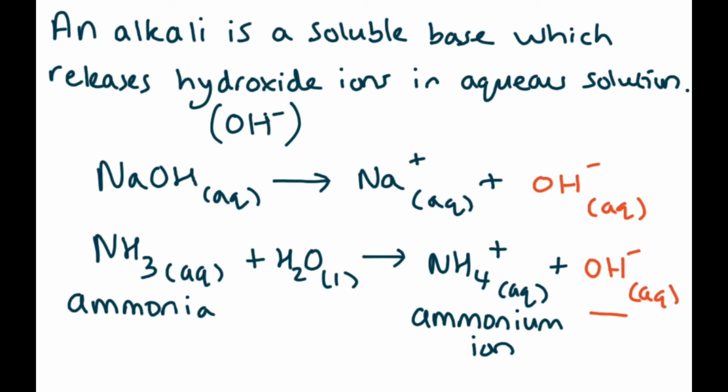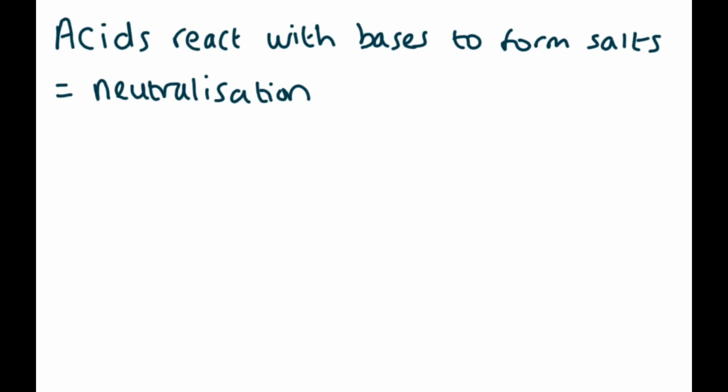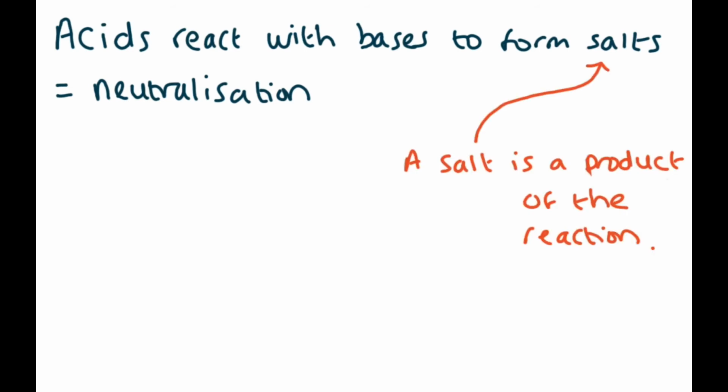Maybe a way to think about this is an alkali is a soluble base, therefore an alkali is aqueous. So again, starts with an A. An alkali is aqueous, soluble base. Acids react with bases to form salts, and this is called neutralization. And a salt, therefore, is the product. So you always have the salt on the right-hand side, the product of the reaction.